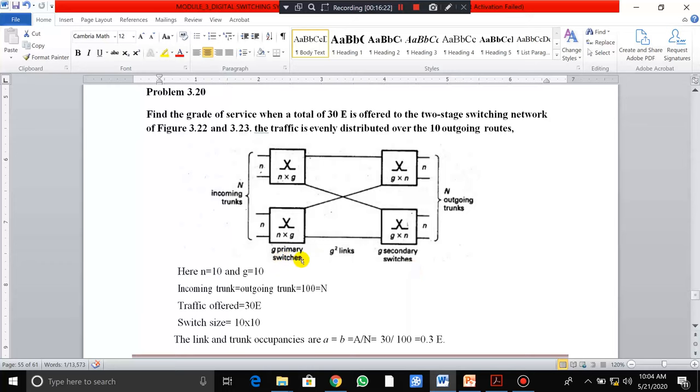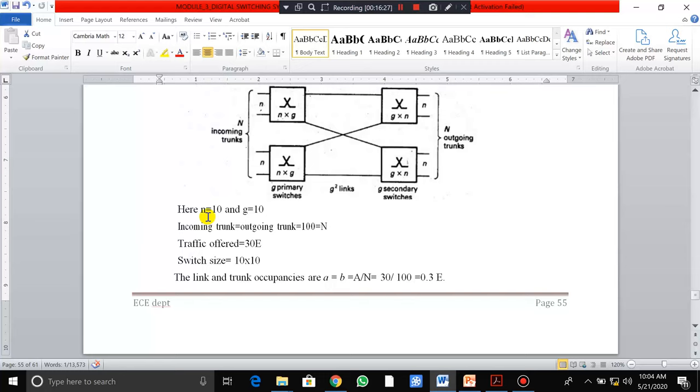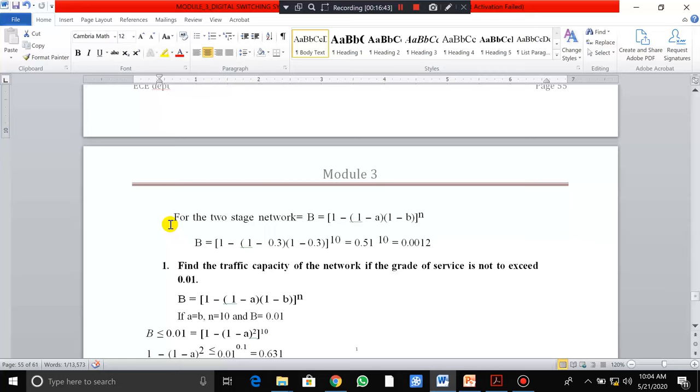We consider it as g secondary switches. This has g primary switches. This is g square links. Here we have n equal to 10, g equal to 10. The incoming trunks equal the outgoing trunks, which is equal to 100. The traffic offered is 30 Erlangs. The switch size is 10 cross 10. So for the two-stage network, we are going to use this formula, and we obtain B with a value of 0.0012.